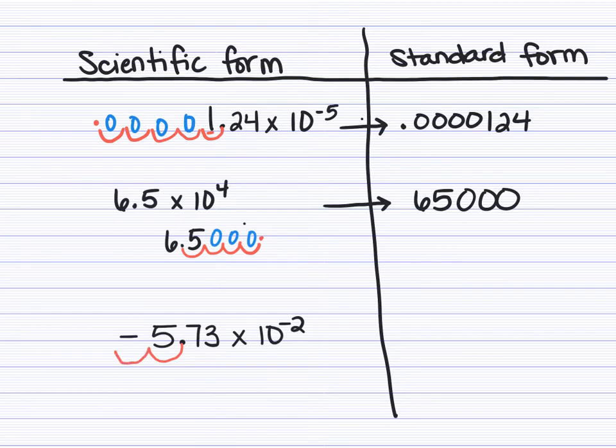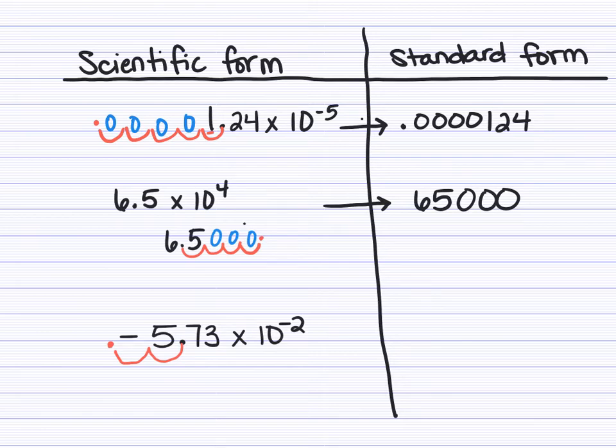So if this is confusing for you, or you're not sure which direction to move the decimal, negative exponents mean that you have a very, very small number. And positive exponents mean that you have a very, very big number.